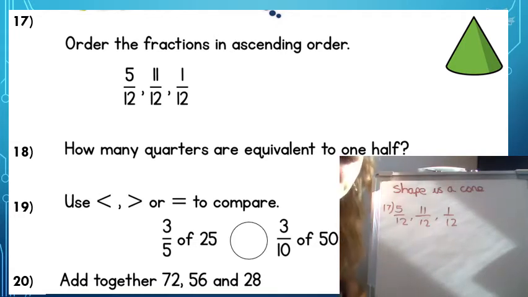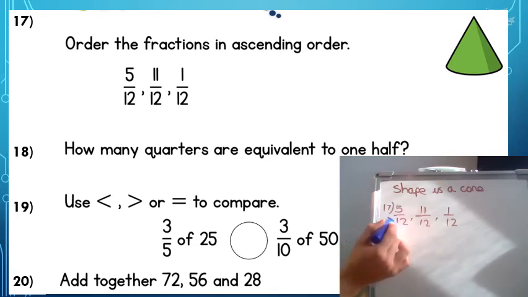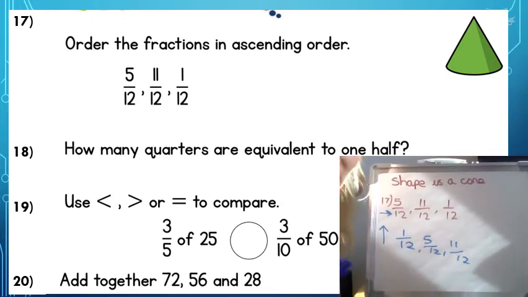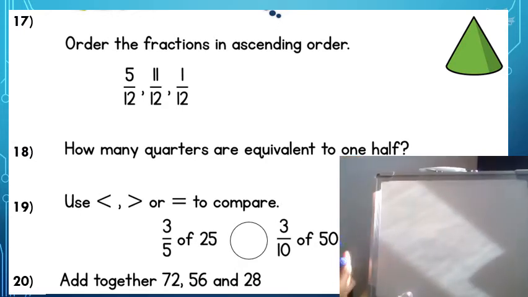So the shape you should have said is a cone because it's a 3D shape. There is a circle on the bottom part, and it goes up to a point at the top. Now, if we're in ascending order, because we can see all the denominators are the same, we can just look at our numerators. Well, the smallest numerator is going to be 1/12, then it is going to be 5/12, and then it is going to be 11/12 because that's the biggest numerator, so it's going to be the bigger fraction.